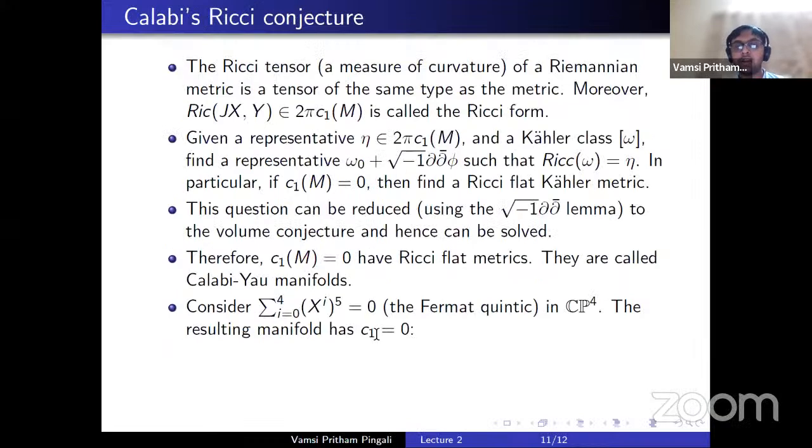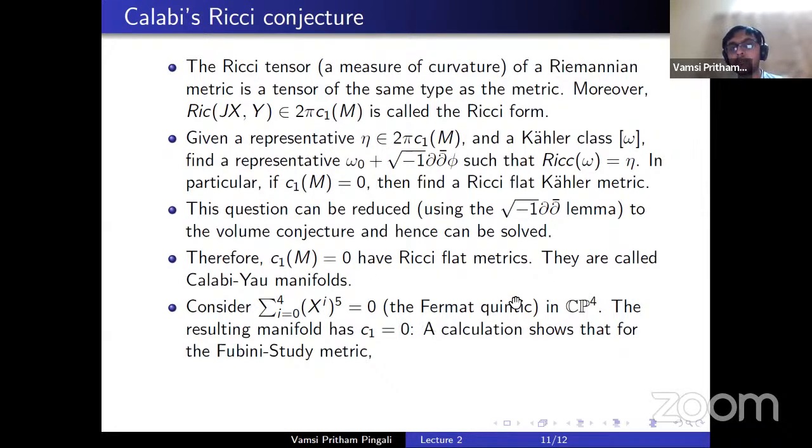Now here is a calculation, and this calculation is not trivial. This calculation can be found in various sources. For example, it's in a paper of Liu in the Transactions where she needed it in some context. For the Fubini-Study metric, notice that CP4 already has a nice Kähler metric, the Fubini-Study metric. You can restrict it to this beast, the so-called Fermat quintic, to get a Kähler metric.